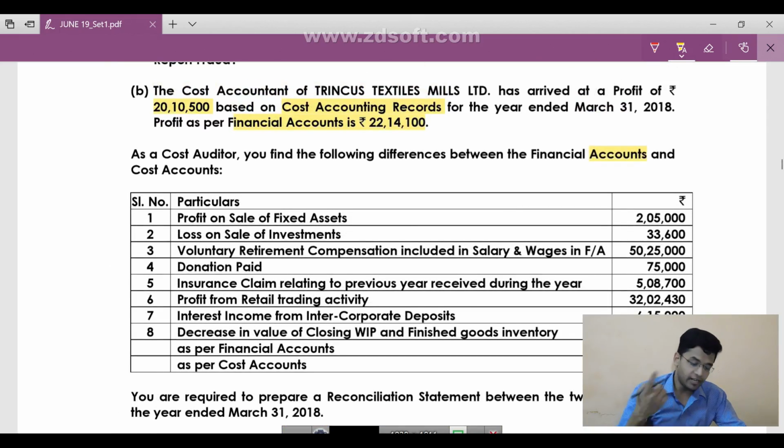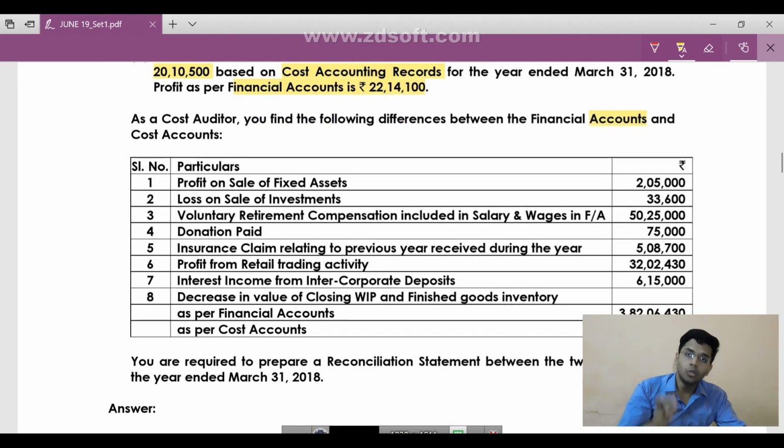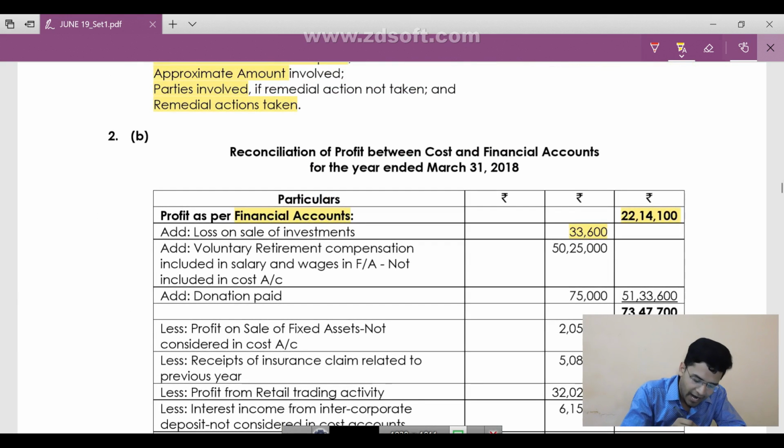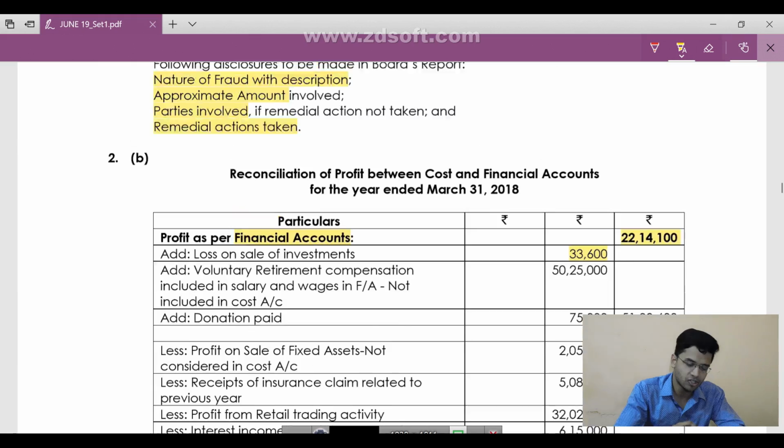Next, voluntary retirement compensation included in salaries and wages in financial account. It seems that financial account contains an expense called voluntary retirement. However, cost accounts do not contain such expenditure. So to equate the profit, financial profit will be less and costing profit will be high, because financial profit would have an expenditure element. So to equate both of these, we have to add it to the financial profit. So the adjustment will be of adding the VRS amount in the financial profit. We have added the VRS amount in the financial profit.